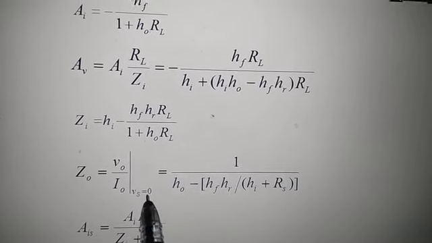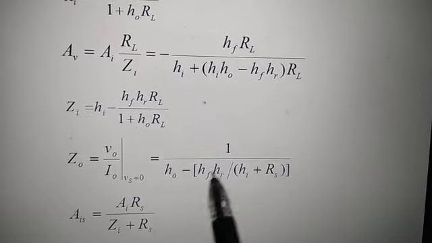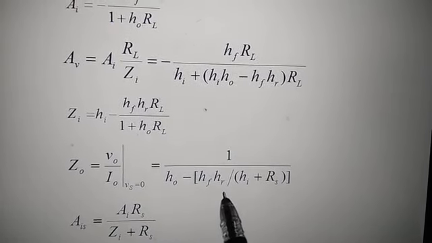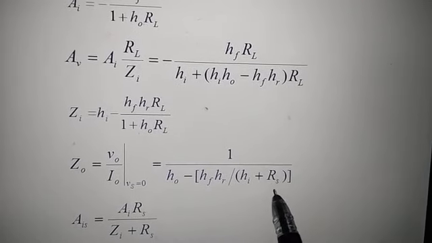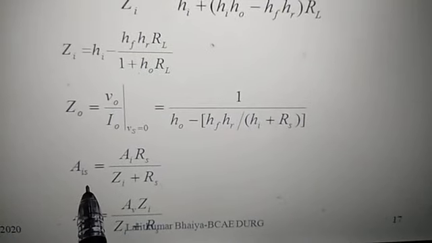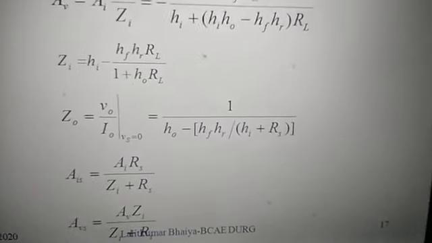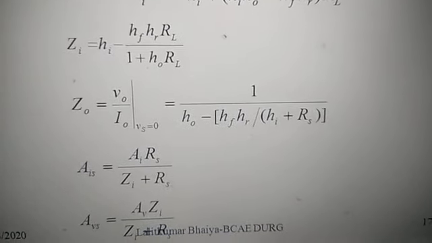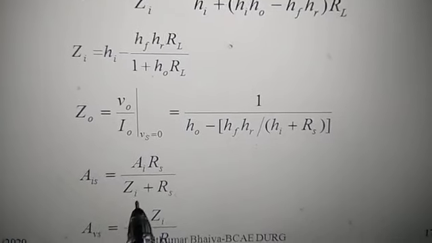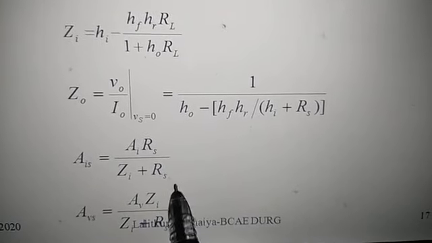Vs is equal to 0, and this is equal to 1 upon HO minus HF into HR upon HI plus RS. And finally, the current gain with source, that is with source resistance and source voltage, AIS, is equal to AI into RS upon ZI plus RS.